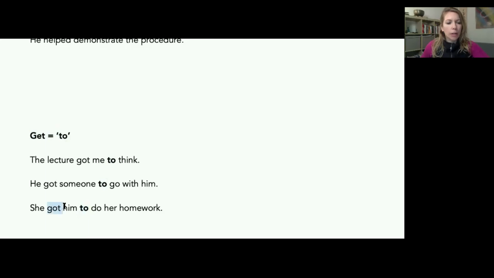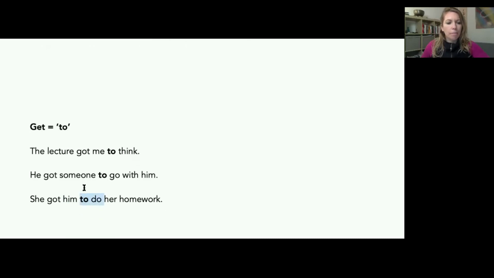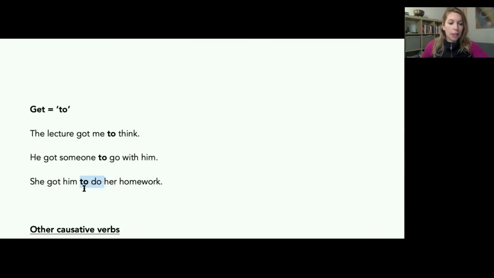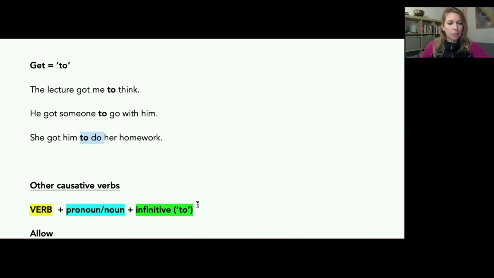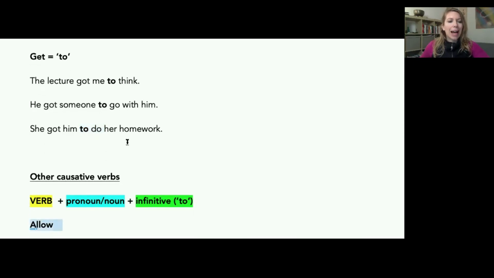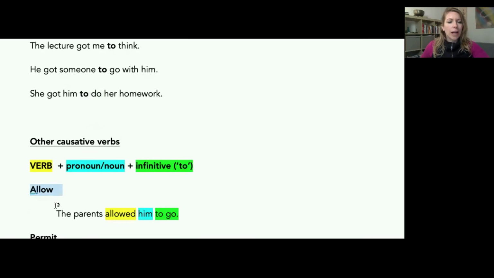Here's the verb, pronoun or person, rather, noun, right in here. Then the to, and then verb, infinitive. Let's talk about some other causative verbs that are going to get the infinitive to. So again, our structure is the verb, pronoun or noun, and then your infinitive, to go, to do, to think, to dance, to play, whatever that verb is. The first one we see here is allow. Let's look at this one. The parents allowed him to go.